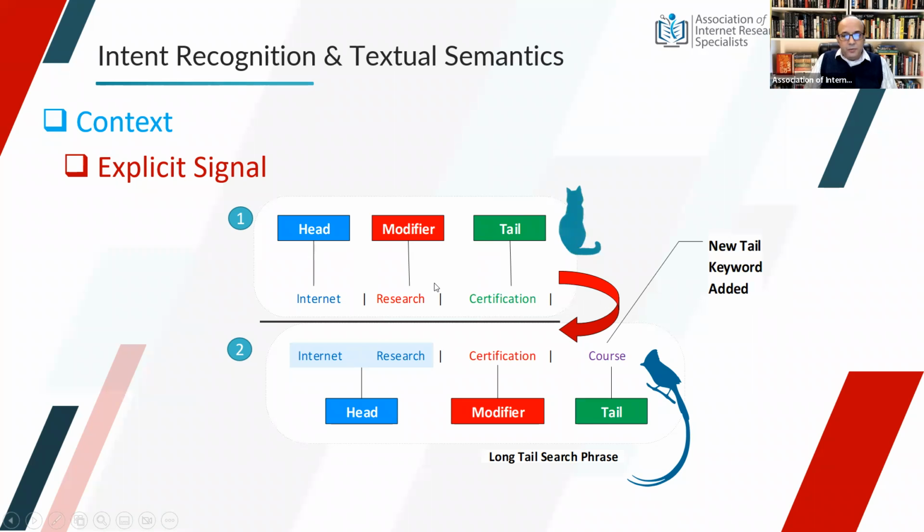So what you have told your researcher to do is to make sure that the head word remains intact, that research can only be replaced so that the meaning is not compromised, and that the word certification can be replaced or added to. So anything beyond research is something of a tail nature that can be added to. There is a concept of short tail, which means that not too many words are available.